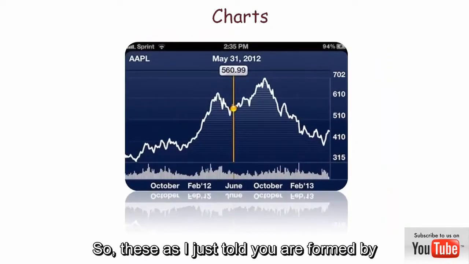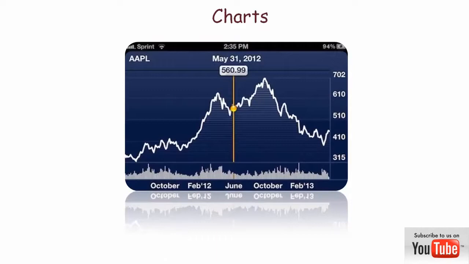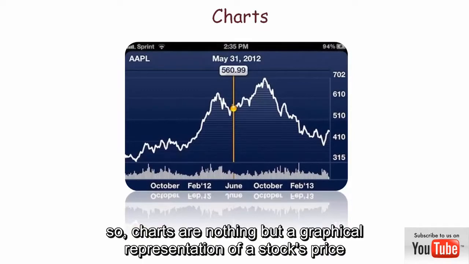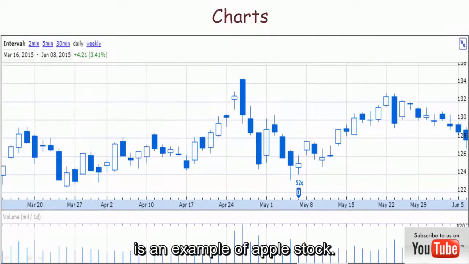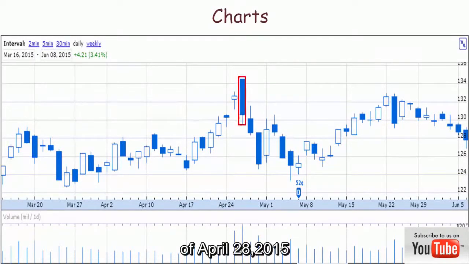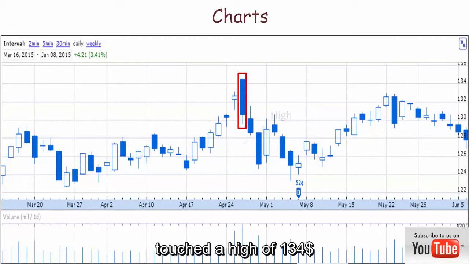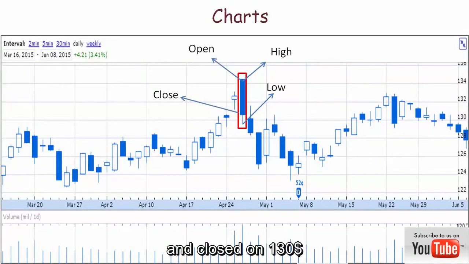Now the second is charts. So these, as I just told you, are formed by using the open, high, low and close of a stock price. So charts are nothing but a graphical representation of a stock's price over a period of time. For example, this chart is an example of Apple stock. Now this shows various things, such as on a particular day, April 28, 2015, the stock price of Apple touched a high of $134. Its low was $129. It opened at $134 and closed at $130.